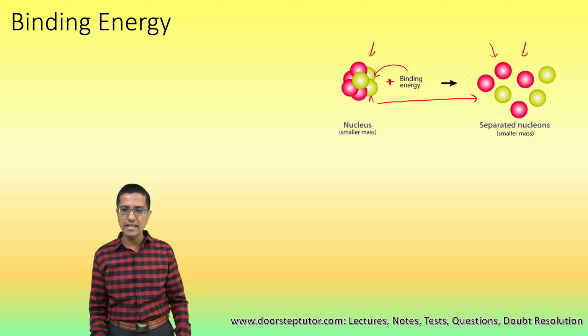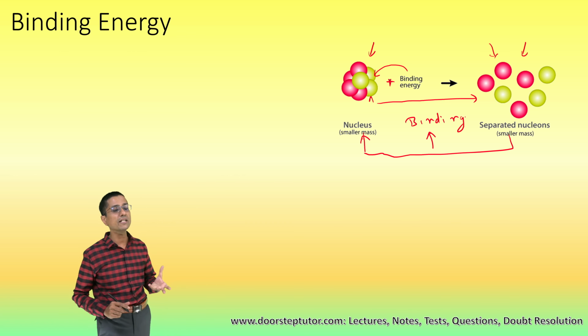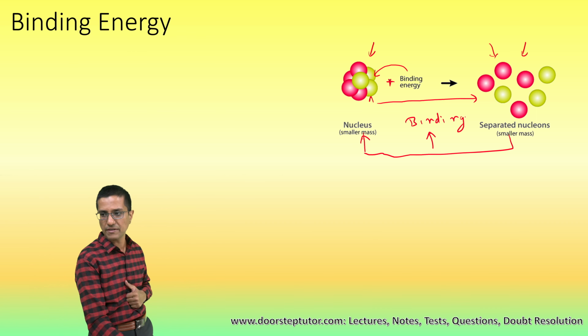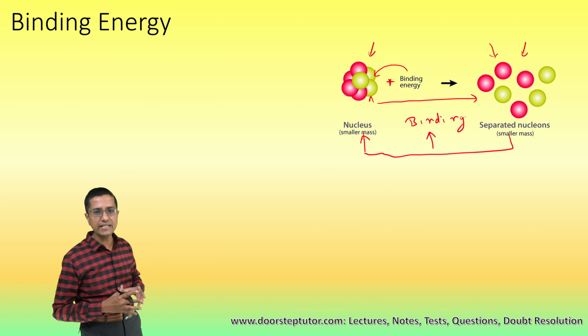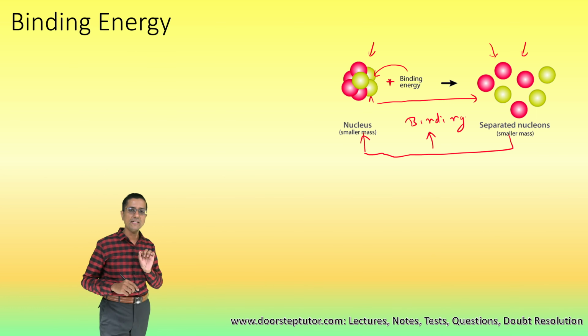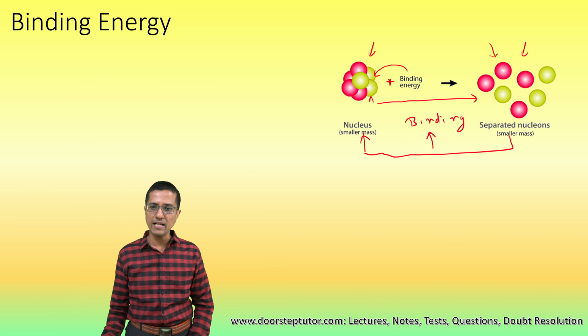Conversely, if these separated nucleons come together inside the nucleus, then I get energy from this binding energy. Okay, and this is essentially the principle of nuclear reactors, nuclear fusion and fission. This is essentially the principle of that. Now we have discussed this binding energy, and what the value of binding energy would be is a very important thing.